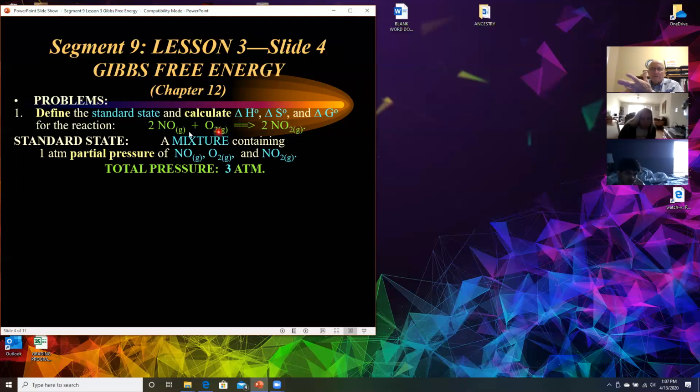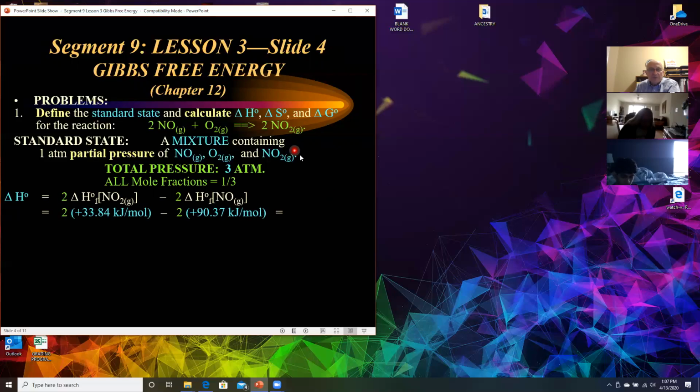So that defines the standard state. In this case, there are 3 things involved in the reaction that are gases. So the total pressure of our standard state mixture is 3 atmospheres. So we've defined the standard state. The partial pressure of the NO is 1 atmosphere, the total pressure is 3 atmospheres. Mole fraction is 1/3. Mole fraction is going to be 1/3 for all of the substances present.